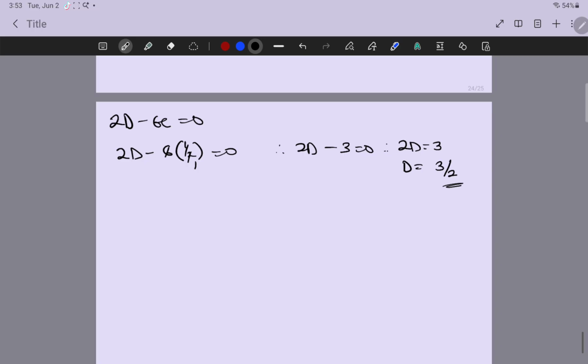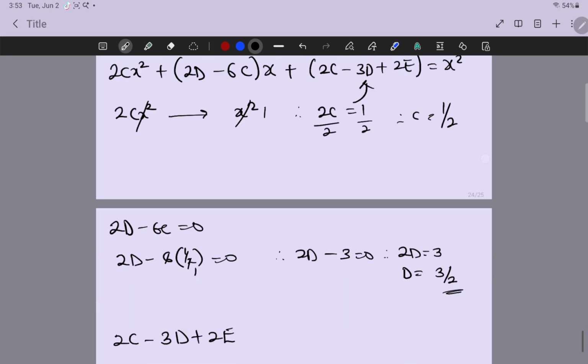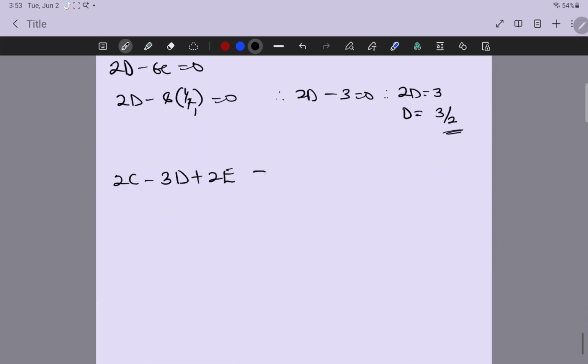Then lastly, we have 2c minus 3d plus 2e. If you're wondering where I got that part, this is where I got it from, right? So this is equal to 0. Then we now say 2e is equal to 3d minus 2c. And this is 9 over 2 minus 1, which is 7 over 2. So your e is 7 over 4. You see that?